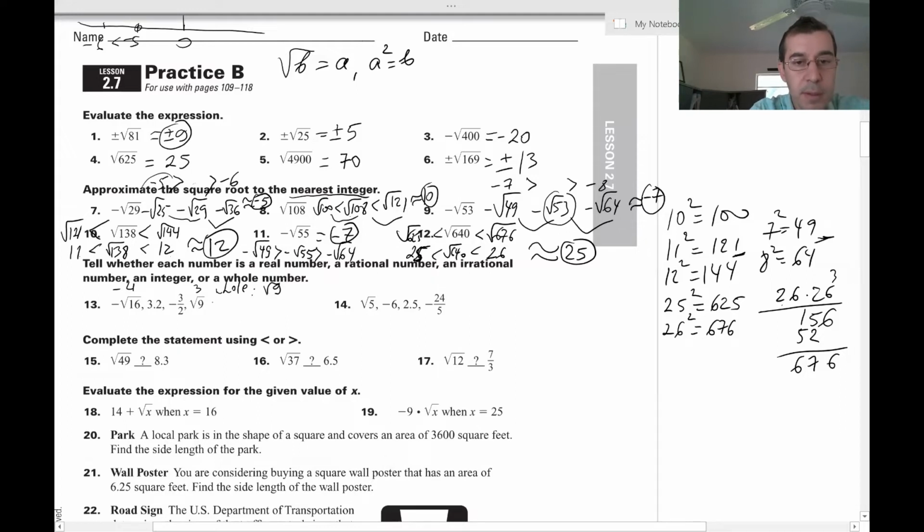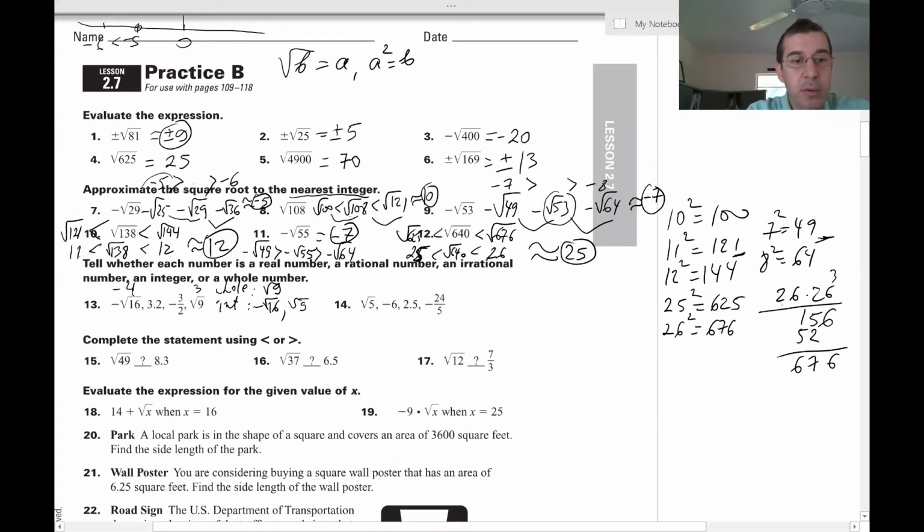Then integers. Integers are negative infinity all the way to minus 3, minus 2, minus 1, 0, 1, 2, 3, all the way to plus infinity. So that's going to be minus 4, which is minus square root of 16. 3.2 is not, it's a decimal. Minus 3.5, minus 3 over 2, is not, it's a decimal. And 3 is an integer, in this case the square root of 9.